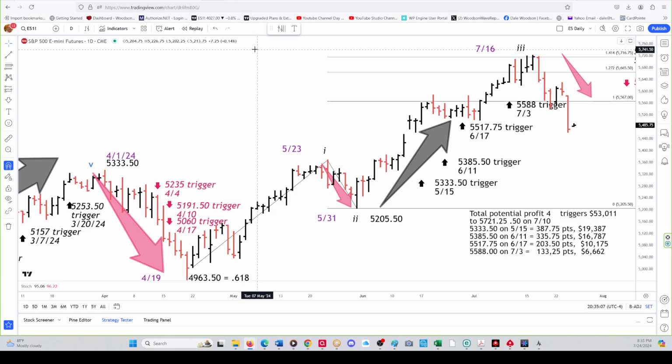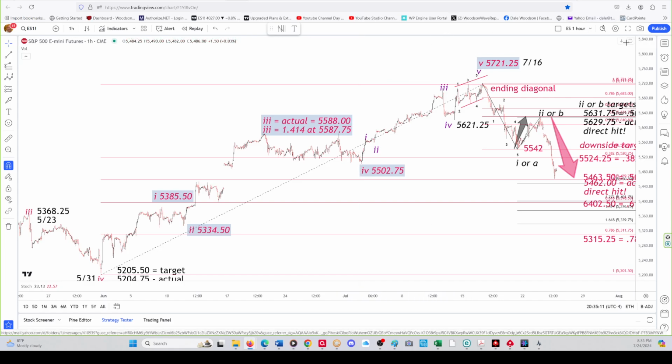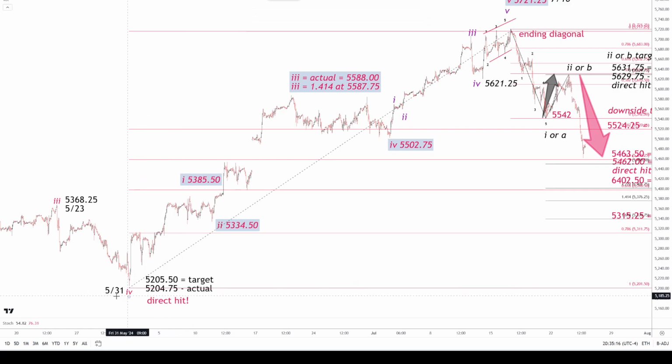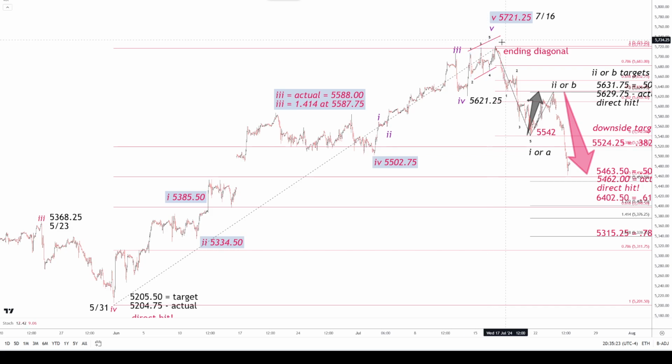I want to get you guys to the ES on hourly here. You can see what's going on here. We had this direct hit on that low back in May. We have 1 up, 2 down with a shadow on it, 3 up, 4 down, and then a 5 up. We recognize this ending diagonal triangle, and we're looking for a change in trend because ending just means that. It's the end of the move. It's a 5th wave of a 5th wave of a 5th wave. See that with the black 5 and then the purple V and then the red V, okay, on 7/16.